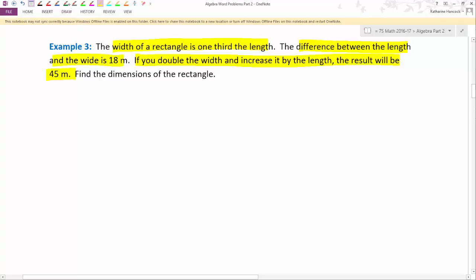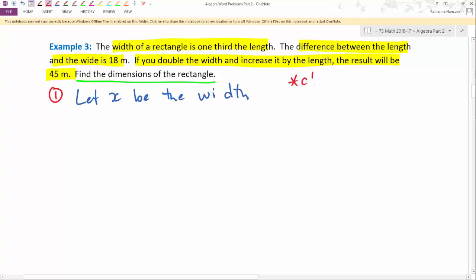Let's see. So it's asking us to find the dimensions of the rectangle, and I'm going to use that to make my let statement. So my first let statement, let x be the width. Remember, I always choose x to be smaller, shorter, or younger.